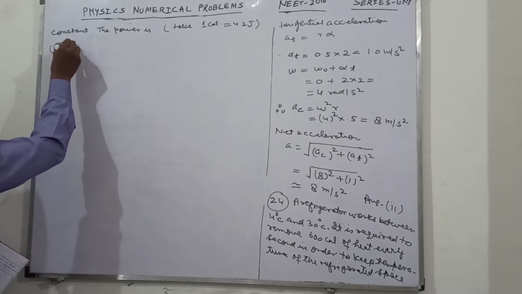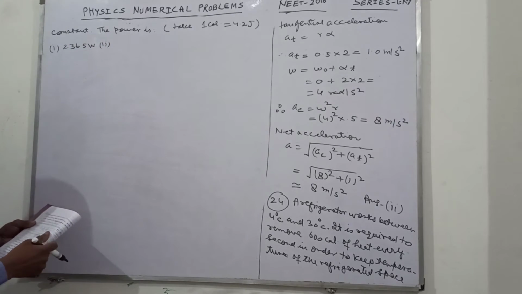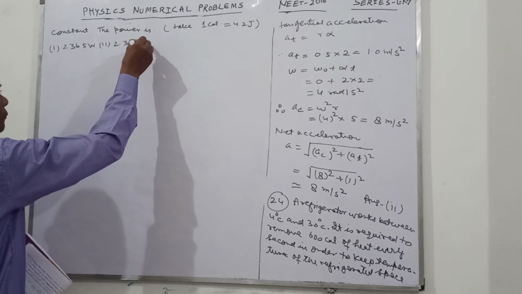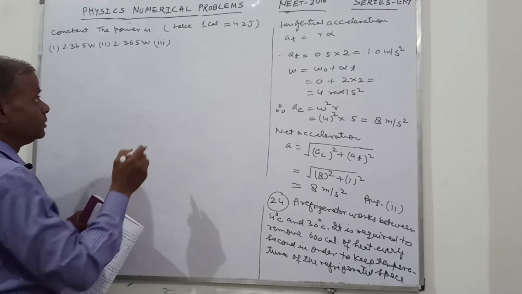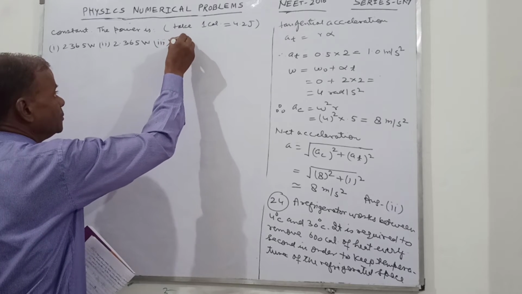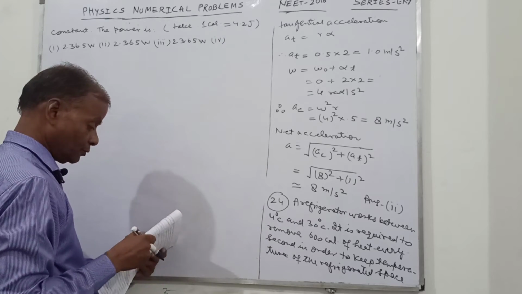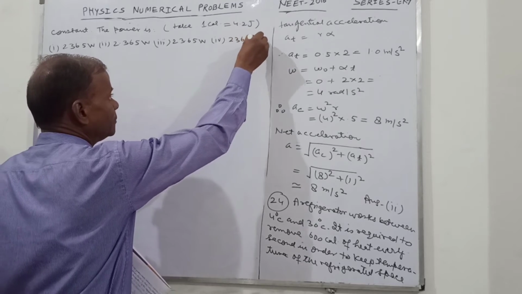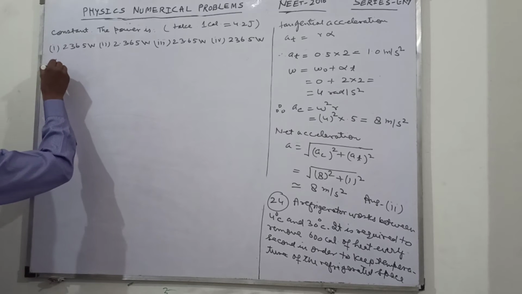So now options are, first is 2365 watt, and second 2.365 watt, and now third 23.65 watt, and number 4 236.5 watt. This is given to you. So now solution to this question.